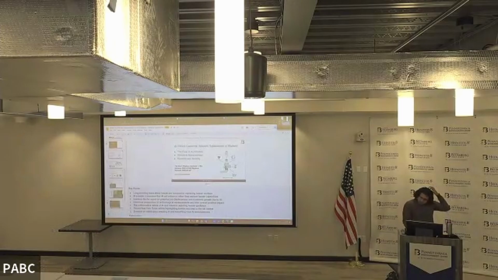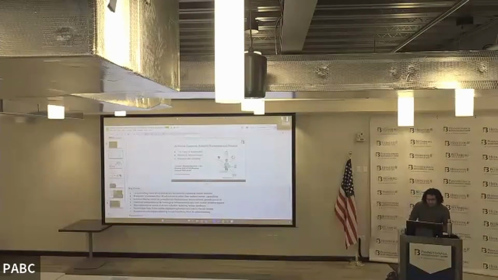Okay, AI ethical concerns: robots, AI replacement of workers and jobs. The fear of automation, historical advancement, humans are winning. AI won't replace humans, but humans with AI will replace humans without AI. Harvard Business Review said that. So, key points here.